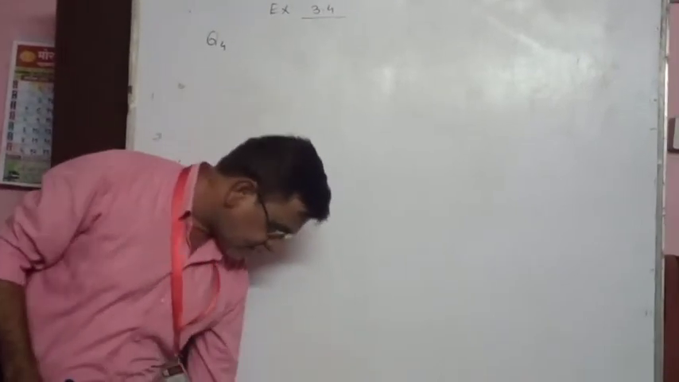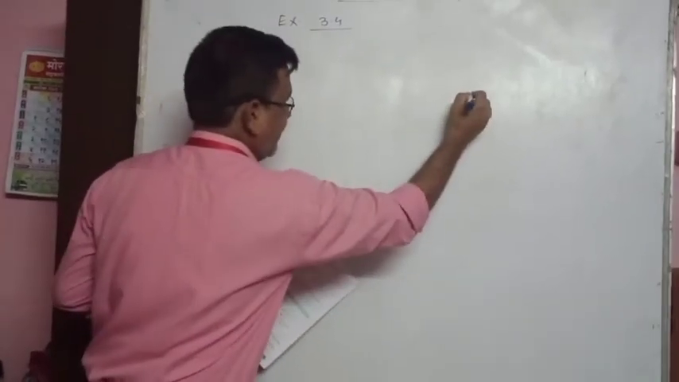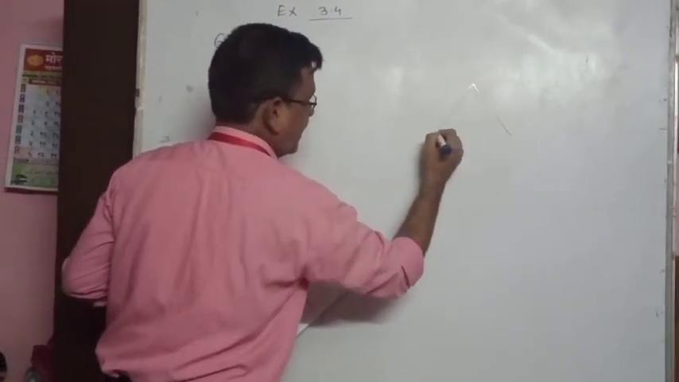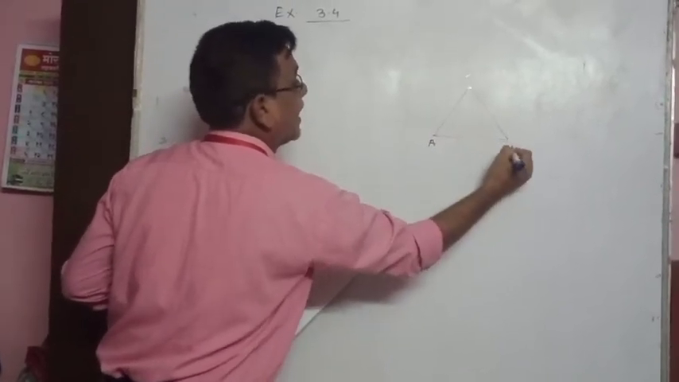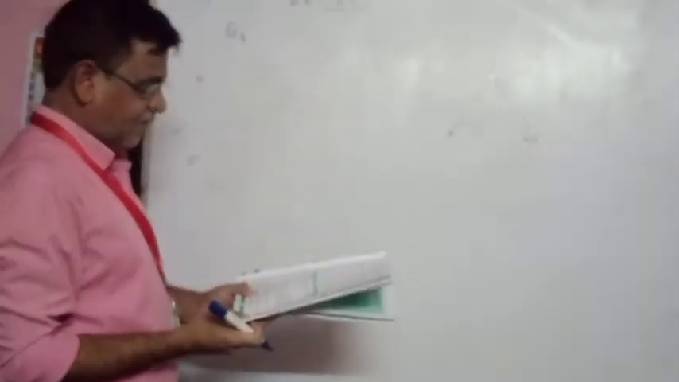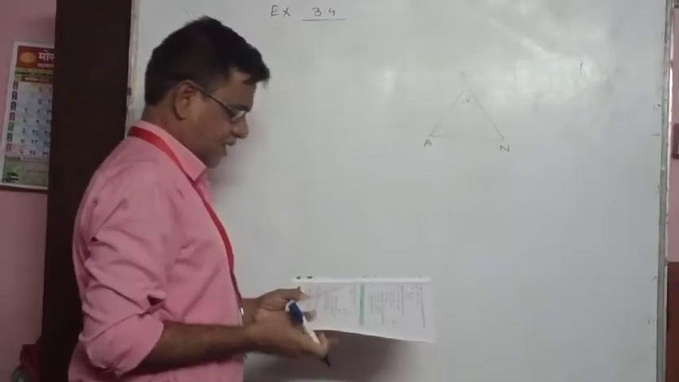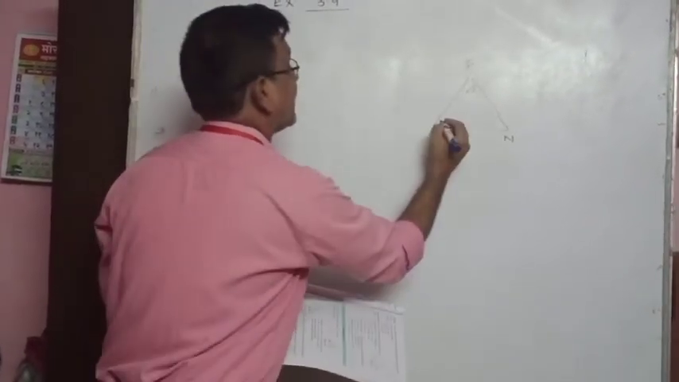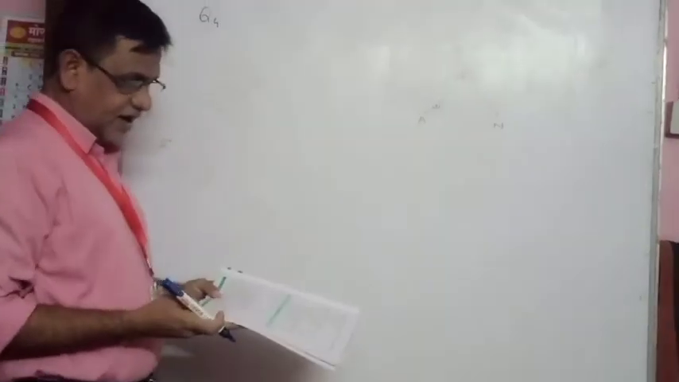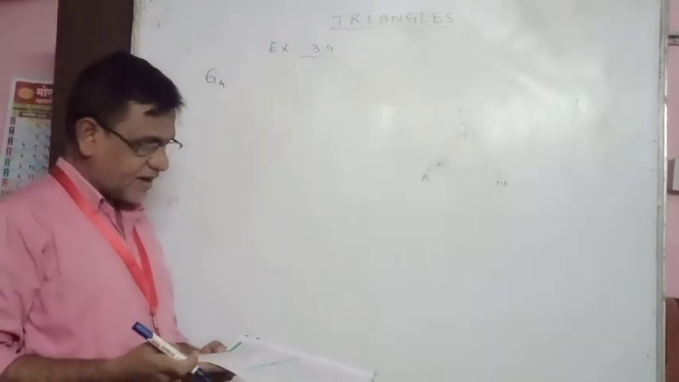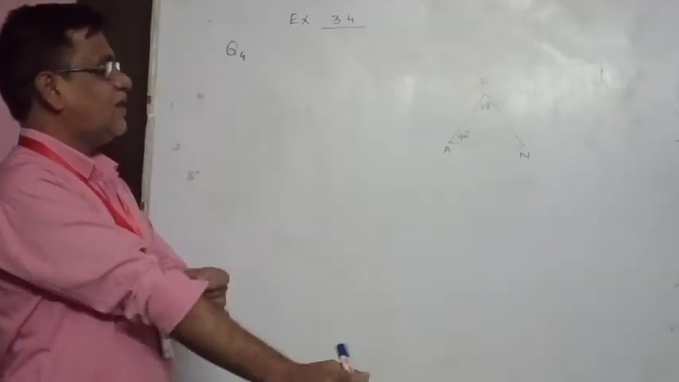Question number 4 is in triangle FAN. In this triangle, angle F is given 80 degree. Angle A is given 40 degree. And then find out the greatest and the smallest side of the triangle. State the reason. You have to find out the smallest and greatest side of this triangle with reason.